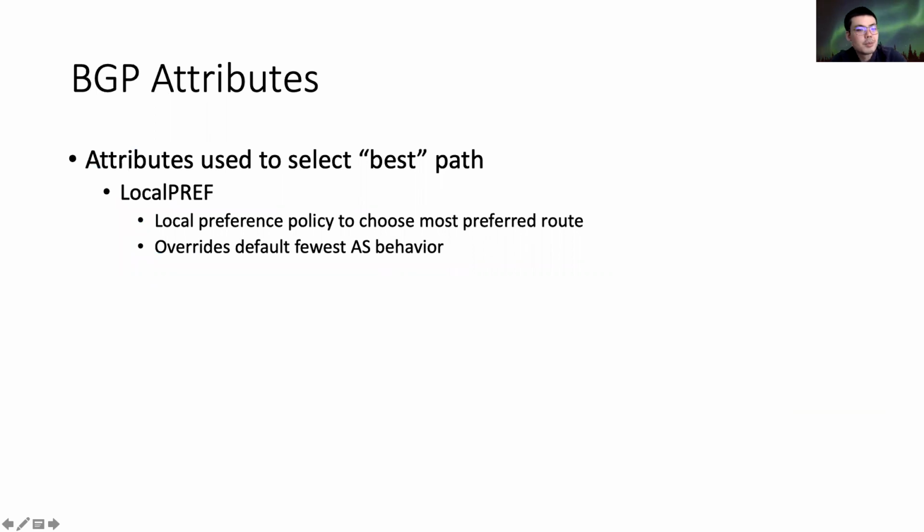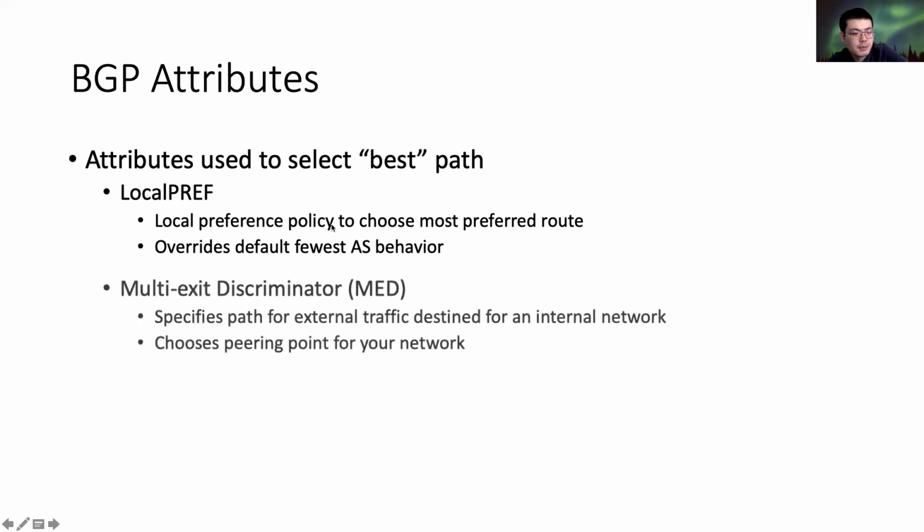So among the BGP attributes, you can have, for example, the so-called local preference, or local pref. This is a local preference policy to choose the most preferred route. You can say, if possible, try to take that route, even though that route has more ASes, because I really trust those ASes. So let's use these ASes if possible. This will override the default fewest-AS behavior, because maybe on some shorter path, some AS is really risky and will steal your information, and you don't want to go through that. So this is called local preference, and it helps you choose the best path.